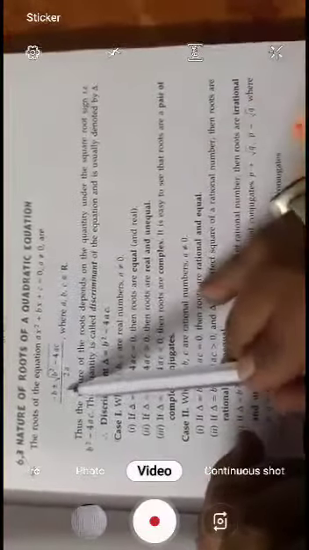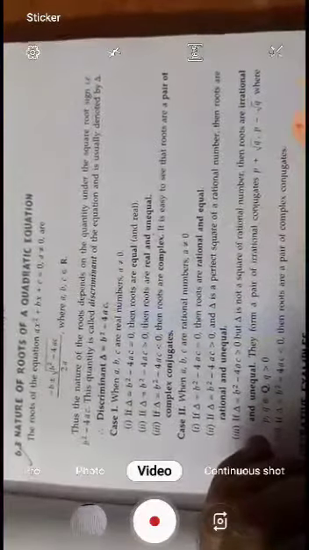Now the last part is the nature of the roots of a quadratic equation. The roots of the quadratic equation ax² + bx + c = 0 are in this form. Firstly, we have to find the discriminant. The discriminant is called delta, b² - 4ac. Is it okay?